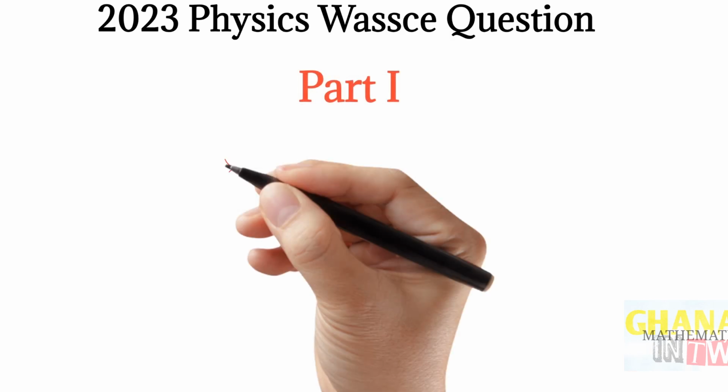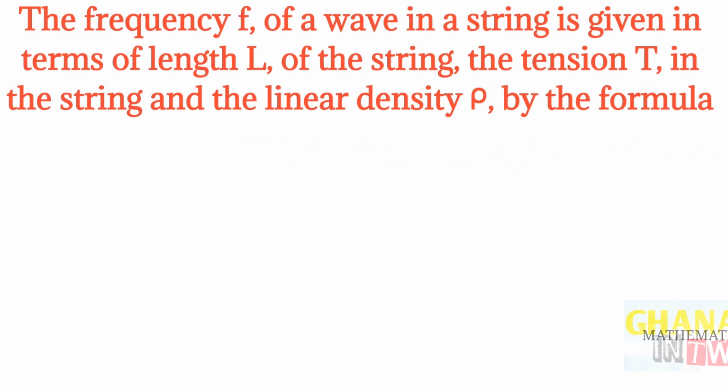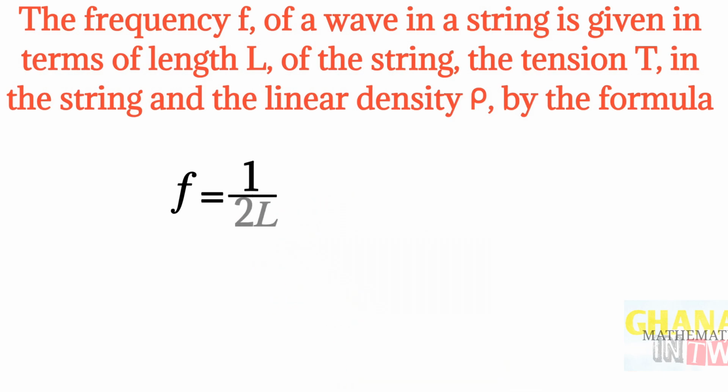This is part 1 of the 2023 Physics WASSCE question. Question 1. The frequency f of a wave in a string is given in terms of the length L of the string, the tension T in the string, and the linear density ρ by the formula f equals 1 over 2L times the square root of T over ρ, where ρ is the density.